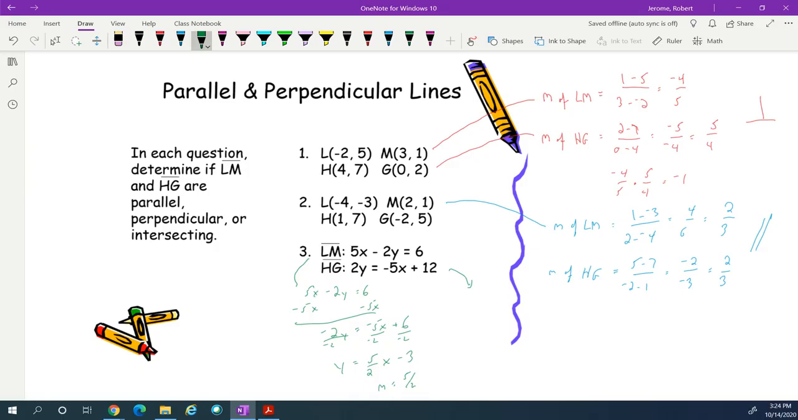Rewrite HG. In this case, all you have to do is divide by 2. And you will find the slope is -5/2. Well, they're not the same. One's positive, one's negative. They're not opposite reciprocals. These are plain old intersecting lines. Nothing special about them.